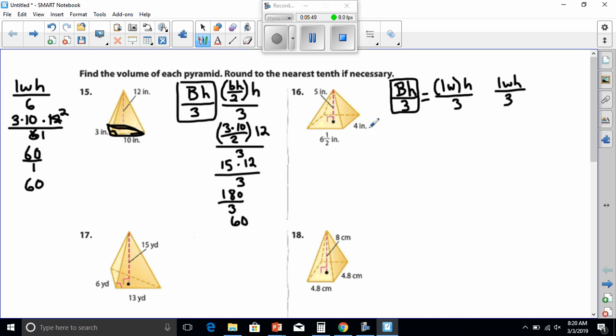If I do this, I see that I have 6 1/2. I'm going to have to multiply that to 4. I'm going to have to multiply that to 5. And then I'm going to divide all that by 3. That's simply it. Let's see. Well, 6 1/2 is really 6.5.